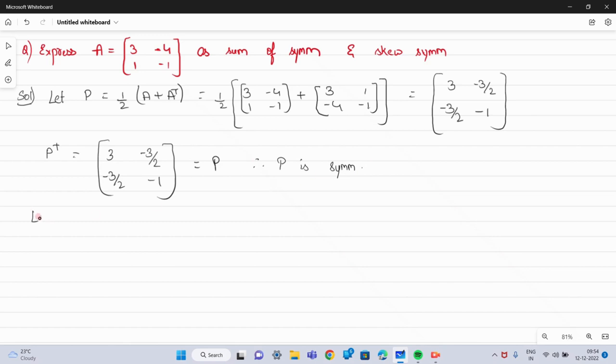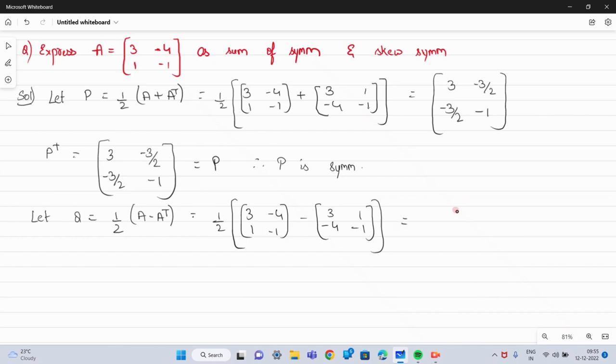Now let Q is half of A minus A transpose, which means half of 3 minus 4 1 minus 1 minus 3 minus 4 1 minus 1. Now when you solve this, you will get it as 0 minus 5 by 2 5 by 2 and 0. I already told you for skew-symmetric matrix the diagonal elements will be 0.